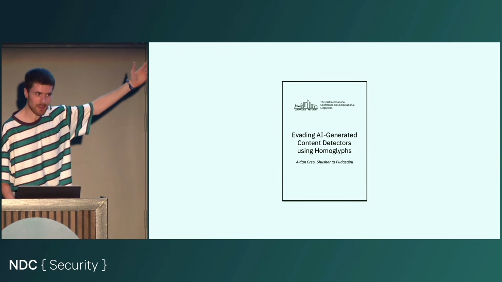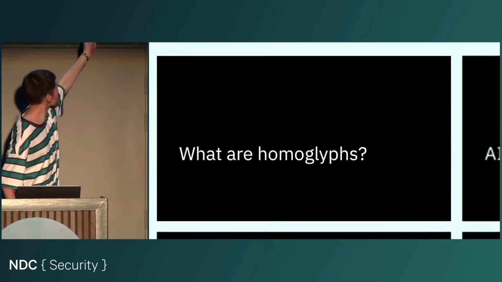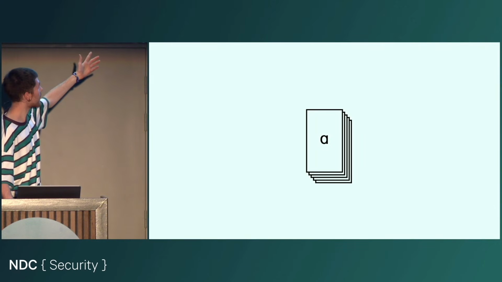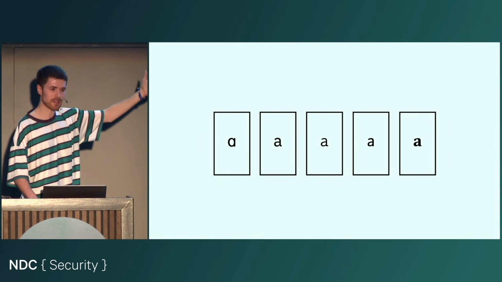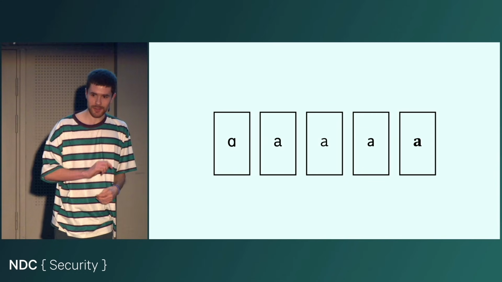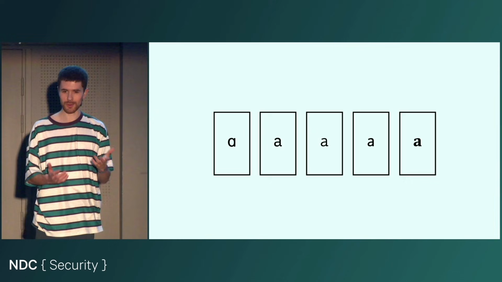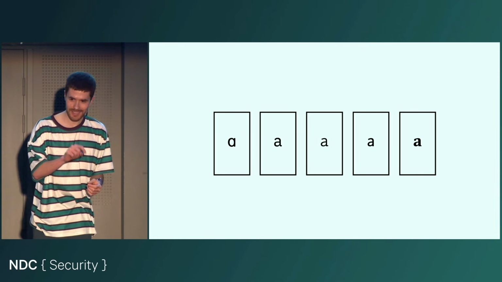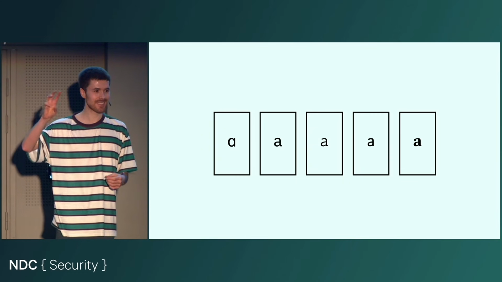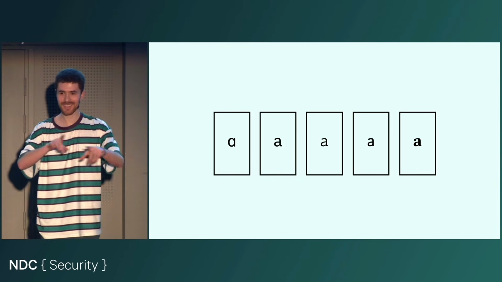Homoglyphs. That's the topic of the presentation. Let's understand what this is, and we're going to start by getting a general idea. Let's say you have some letters like this. Now I'm going to ask you, if you press the letter A on your keyboard, what do you think comes up? They are all sort of A's, right? But if you press A on your keyboard, which would you say? Is it the first one, second, third, fourth, fifth?